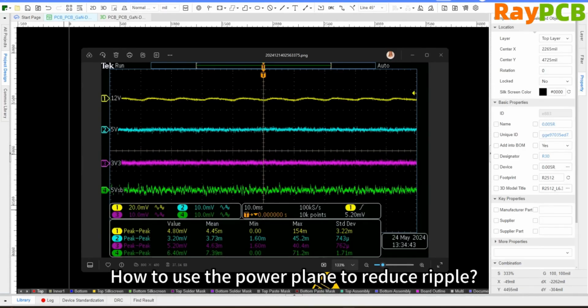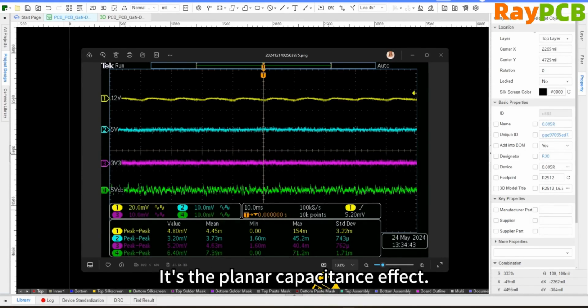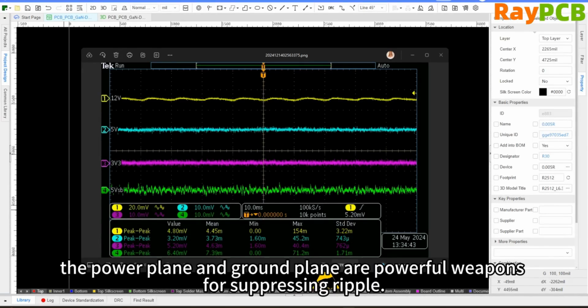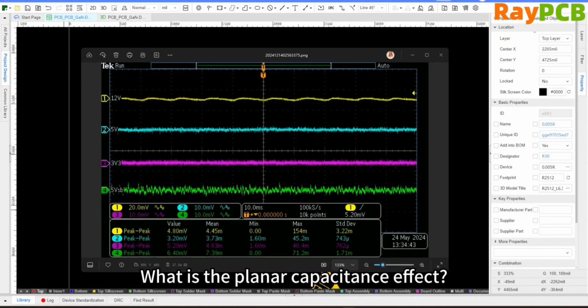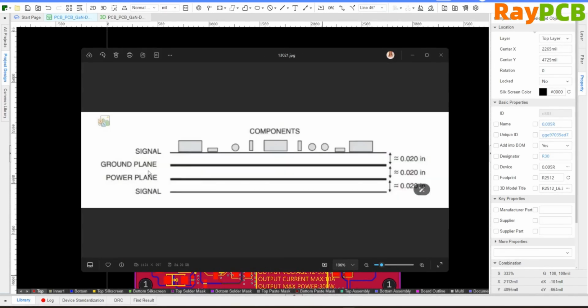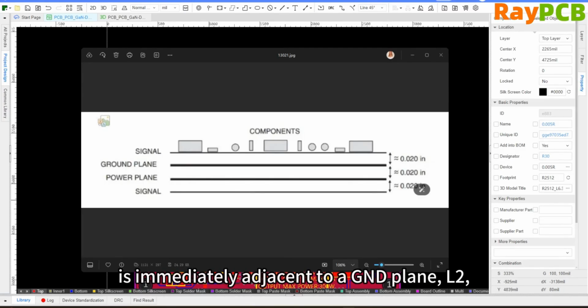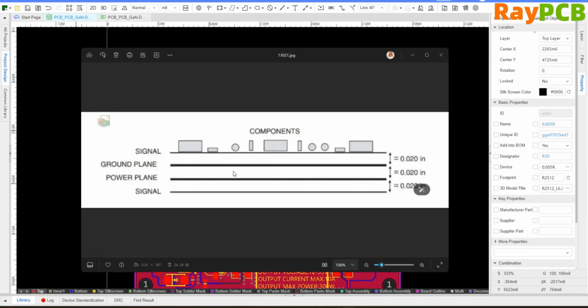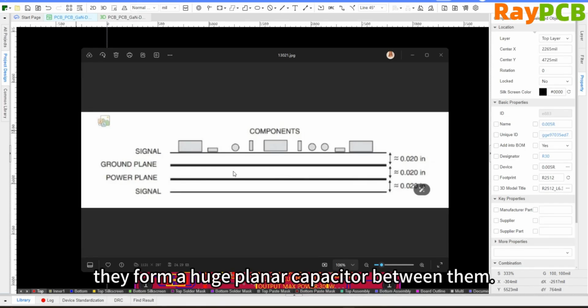So how can we use the power plane to reduce ripple? This is the planar capacitance effect. In a four-layer board, the power plane and ground plane are powerful tools for suppressing ripple. So what is the planar capacitance effect? When a power plane, here our layer 3, L3, is placed right next to a ground plane, which is layer 2, L2. As we can see here, a large planar capacitance is formed between them.